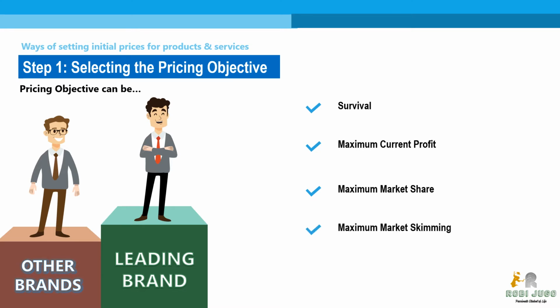Next would be maximum market skimming, wherein a company decides to set a high initial price in order to not attract more competitors to the market. That is, the high price communicates the image of a superior product. Then another objective would be product quality leadership, wherein a company focuses on the quality of the product in order for it to become an affordable luxury, such as companies like Starbucks.